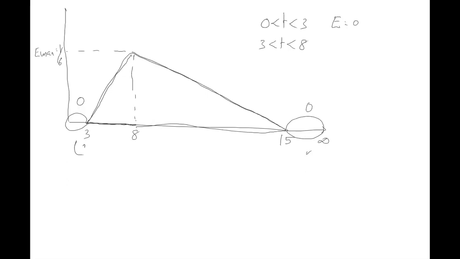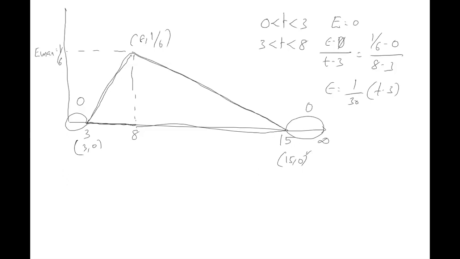What are the points here? 3, 0 and 8, 1 by 6. And here is 15, 0. Now for 3 to 8, what is the equation? E minus 0 divided by t minus 3 equals 1 by 6 minus 0 by 8 minus 3. E equal to 1 by 30 into t minus 3.